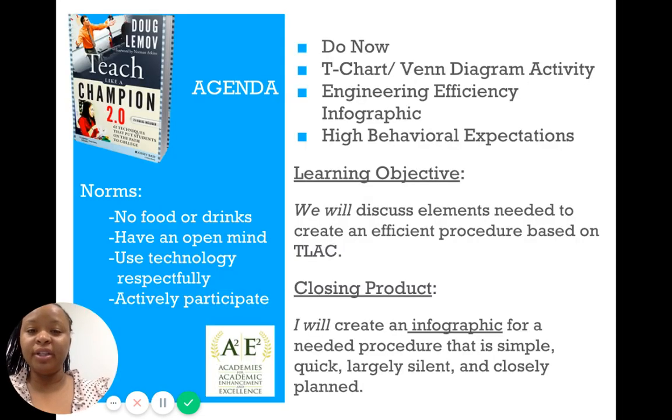Now, our agenda really is, our learner objective is we will discuss elements needed to create an efficient procedure based on Teach Like a Champion. And then our closing product, the ideal that we want to produce at the end is I will create an infographic or needed procedure that is simple, quick, largely silent, and closely planned. We're going to complete a do now, which is a T-chart Venn diagram activity. We'll talk about engineering efficiency, and then we'll talk about some high behavioral expectations.